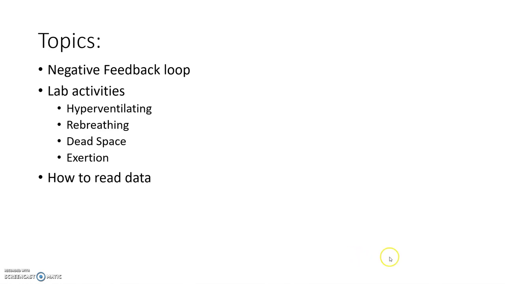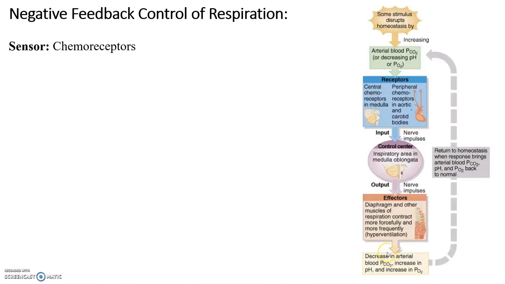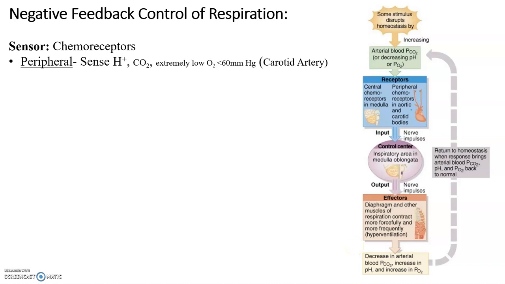Okay, so we regulate breathing as a negative feedback mechanism. So it has your typical components. It has a sensor, an integrator, and an effector. In this case, the sensors are chemoreceptors, and there are two places that we find those. There are the peripheral. Those sense changes in hydrogen and carbon dioxide. They really only detect oxygen if it's extremely low. And those are located in the carotid artery. And then the central, those are in the medulla, and those sense changes in hydrogen.